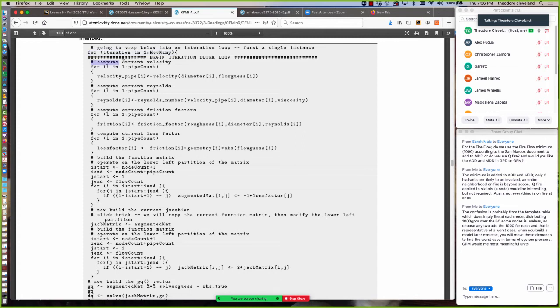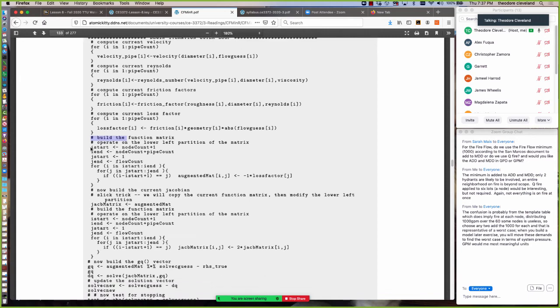First thing we do is we find the current velocity based on the current guess, current Reynolds number based on the current guess, current friction factors from the Jain equation, current loss factor from friction times geometry factor times the absolute value of the flow guess. Then we build the function matrix. So this is where we actually build the A matrix, right there.